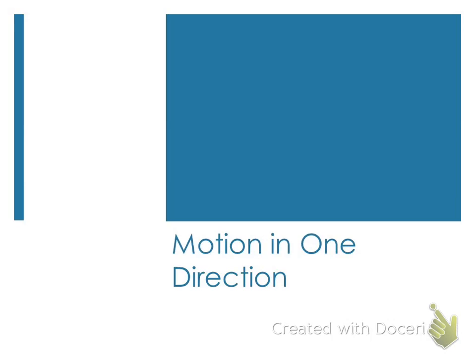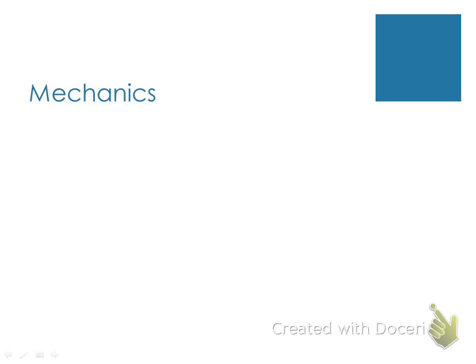So when I talk about motion in one direction, it doesn't mean just walking east or just walking west. It just means we're moving purely horizontally or purely vertically. Okay? All right, so chapter 2.